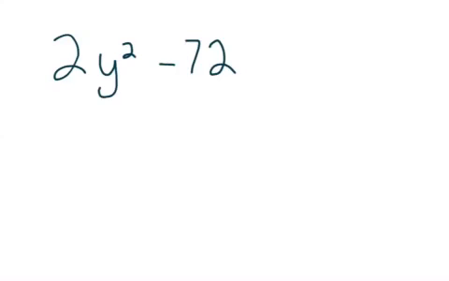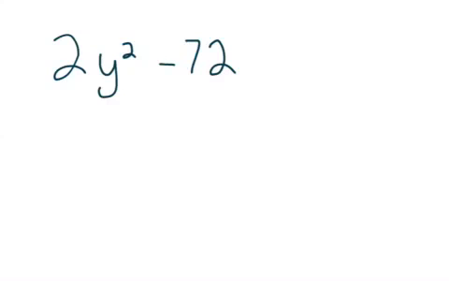Whenever we're factoring a polynomial, the first thing we want to look for is a GCF. So if you look at this polynomial right here, you might notice that it's not a trinomial because there's only two terms. It's also not a difference of perfect squares because 2 isn't a perfect square and 72 isn't a perfect square. But let's go ahead and look for a GCF and see if that can help us.